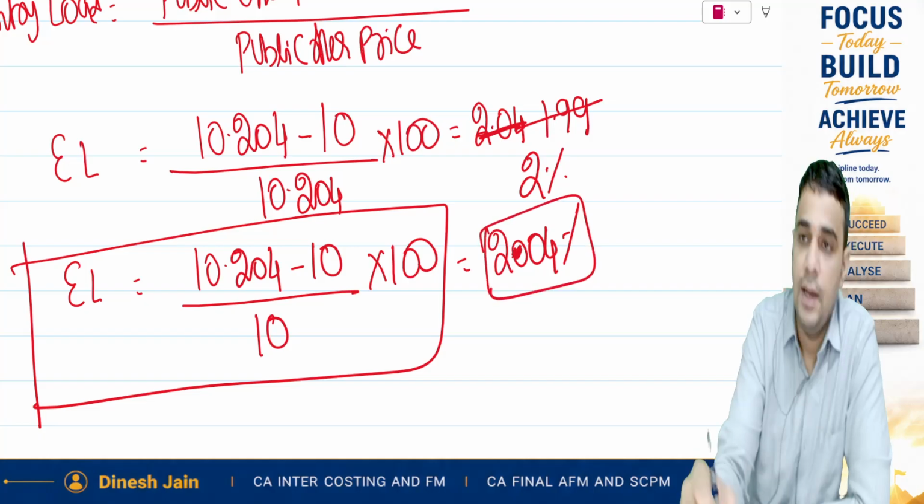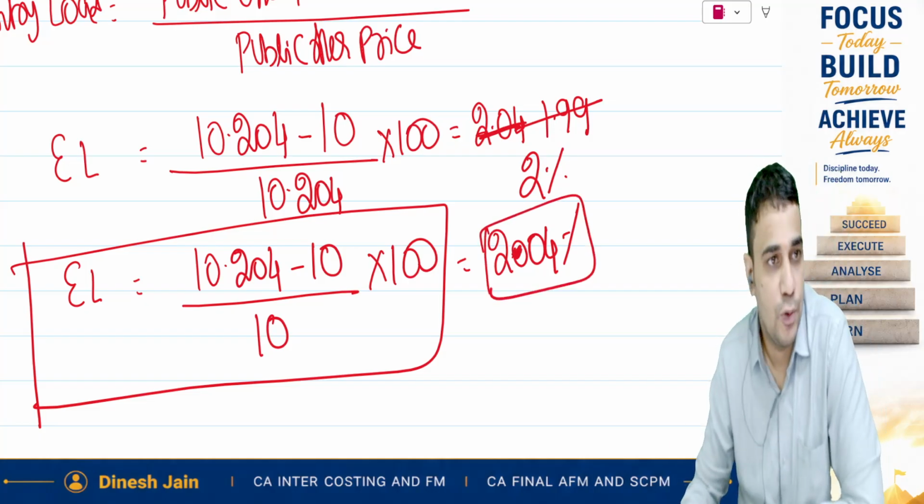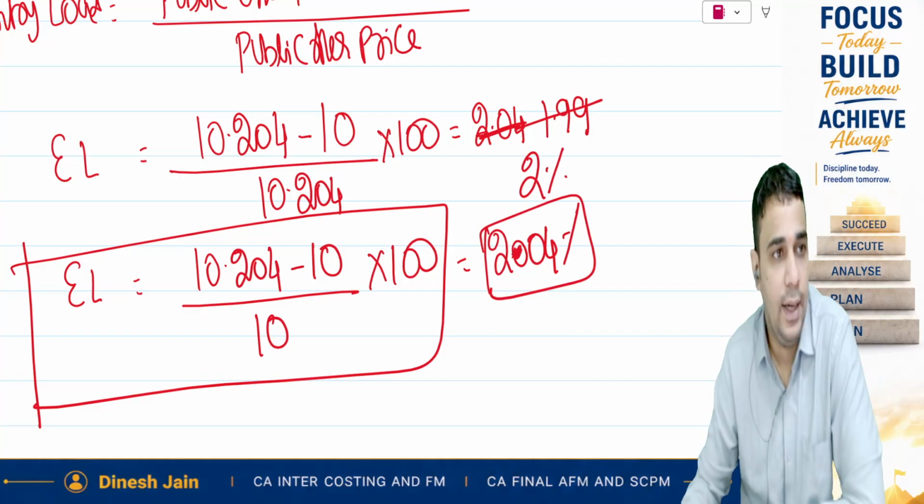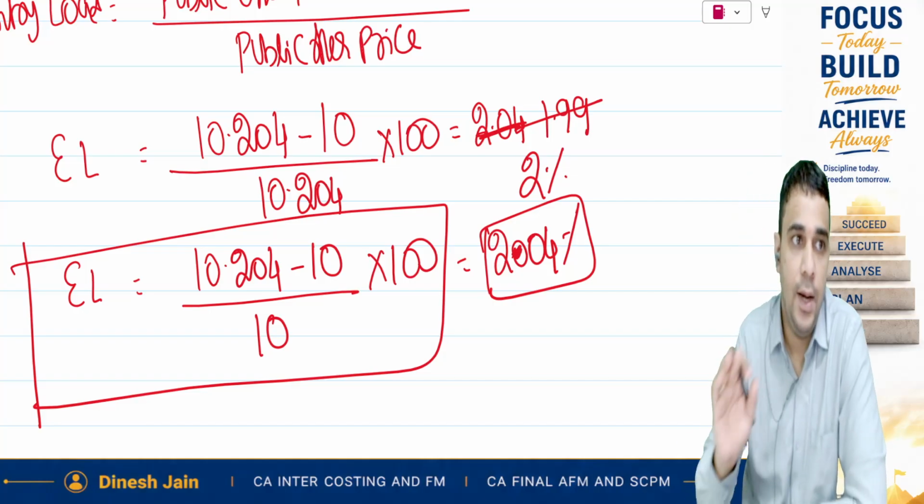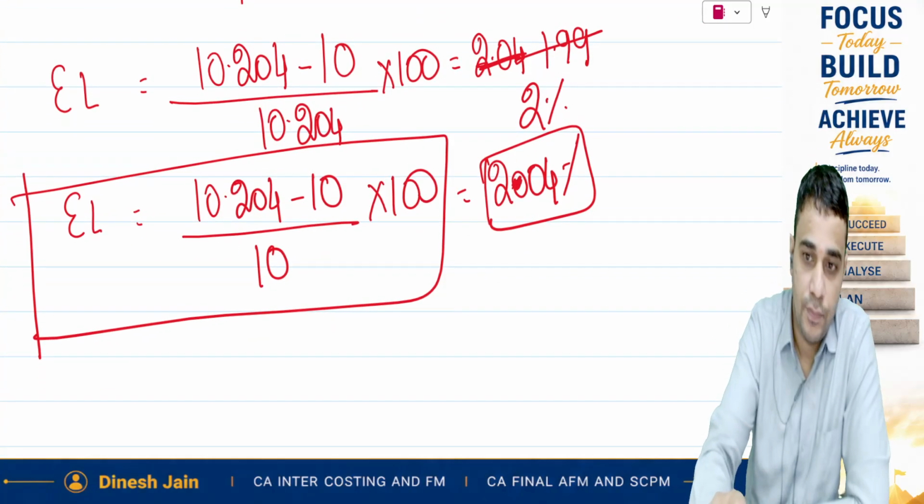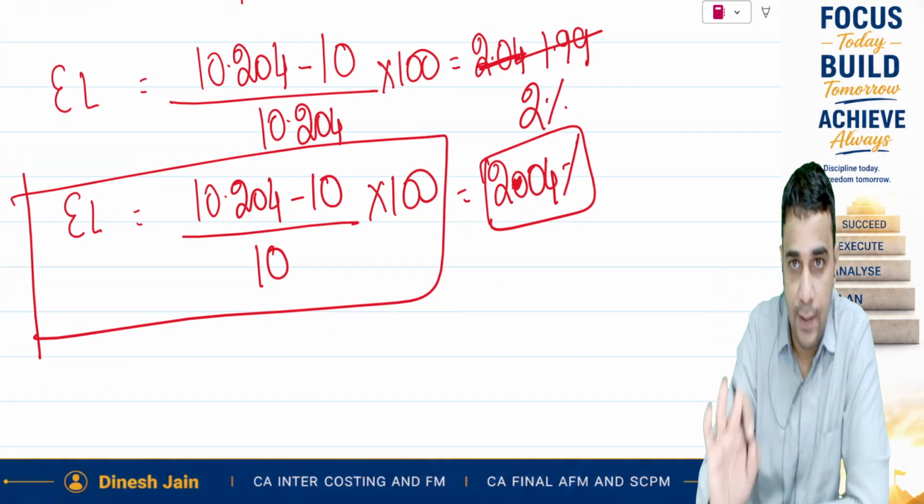Clear? Like that, we will do exit load also, 2%. Front end load or entry load. Any doubts on this? Understood the number? Can we proceed?